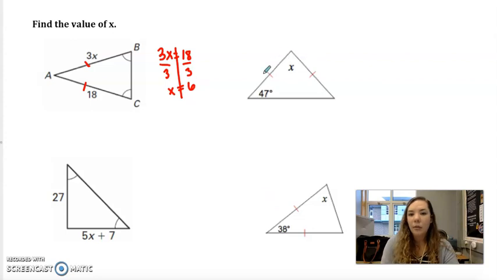Here they're saying these two sides are congruent, so these two angles at the base are congruent as well. They're opposite those legs. So this is 47. So x has to be 180 minus 47 twice.